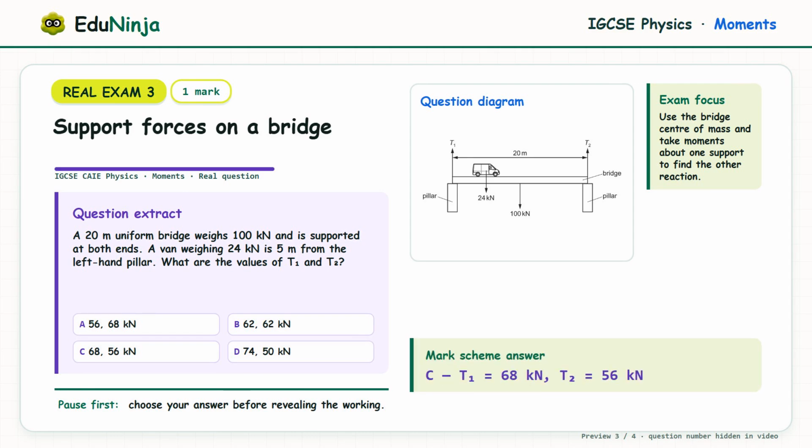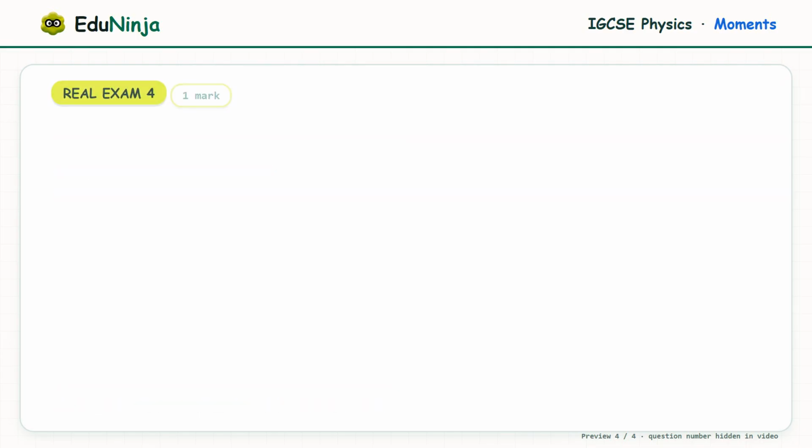Take moments about the left pillar. The right reaction times 20 equals 100 times 10 plus 24 times 5. The right reaction is 56 kilonewtons. The total upward force is 124 kilonewtons, so the left reaction is 68 kilonewtons. That is option C. Real exam 4.